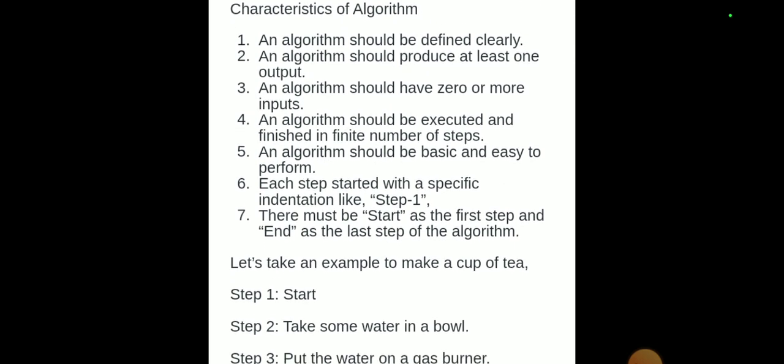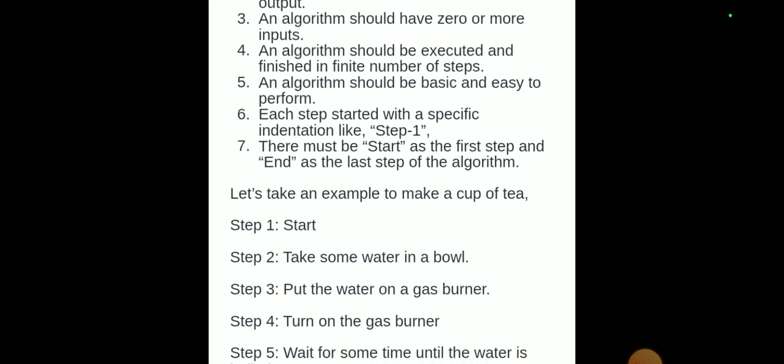So we have number one, an algorithm should be defined clearly. Number two, an algorithm should produce at least one output. Number three, an algorithm should have zero or more inputs. Number four, an algorithm should be executed and finished in a finite number of steps. Number five, an algorithm should be basic and easy to perform. Number six, each step starts with a specific indentation, like step 1. Number seven, there must be a start as the first step and an end as the last step of the algorithm.